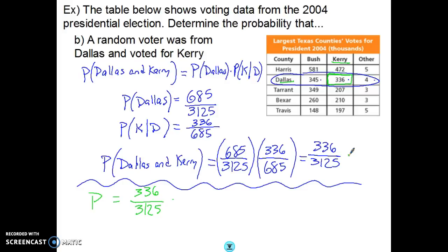The reason I want to show you both ways is that in some cases the first strategy will be more useful, in others the second will be more useful, like we saw here.